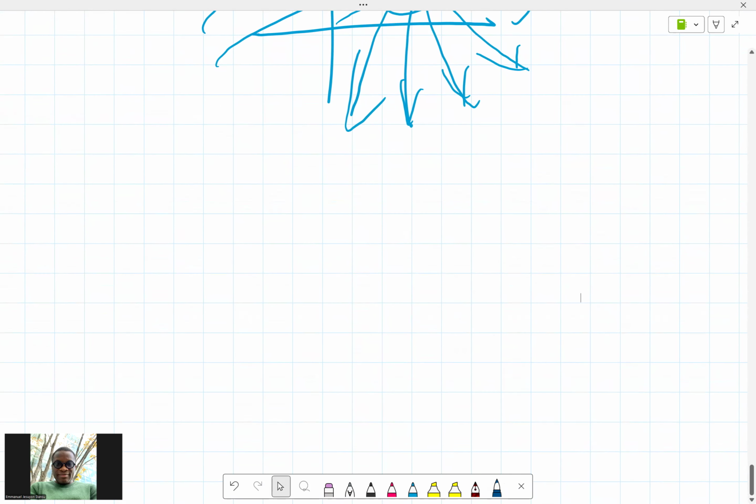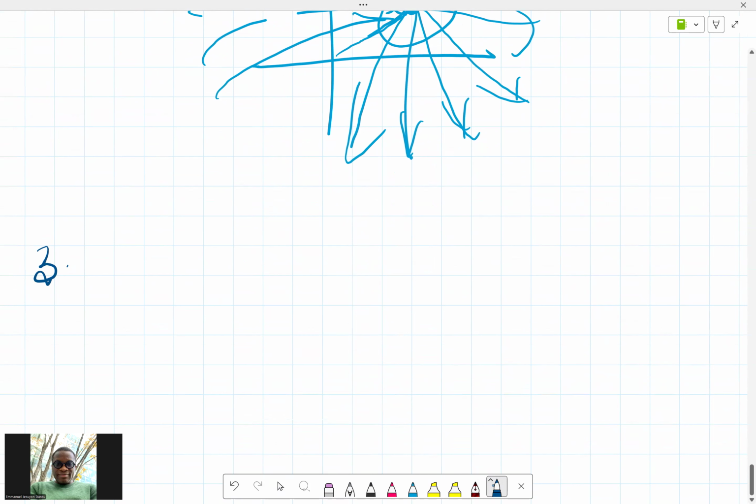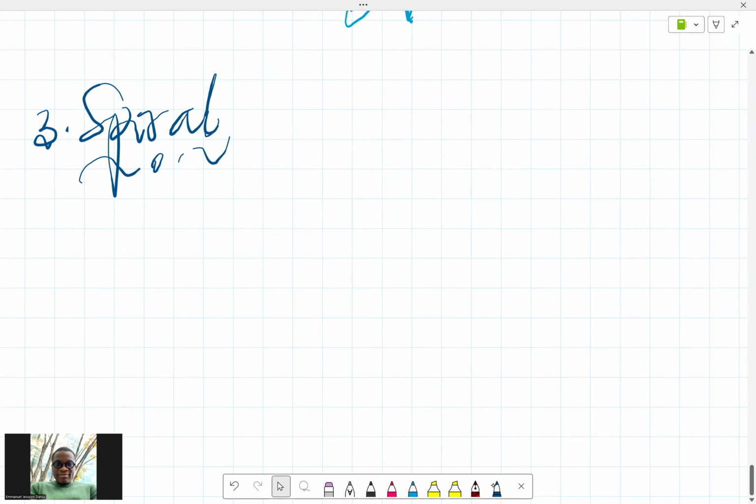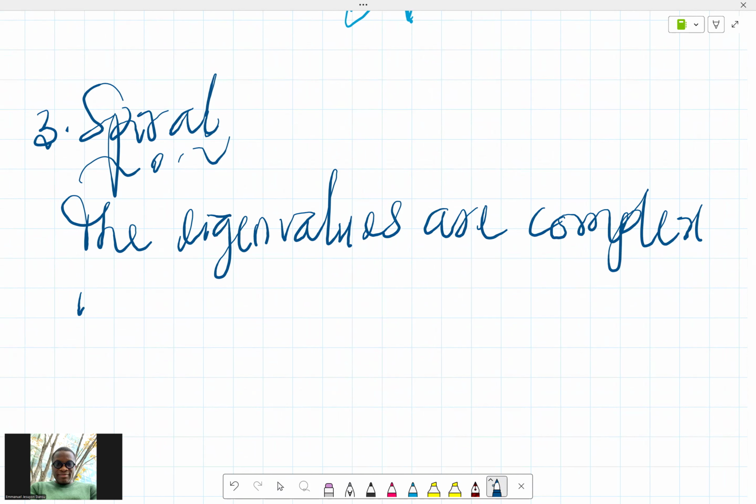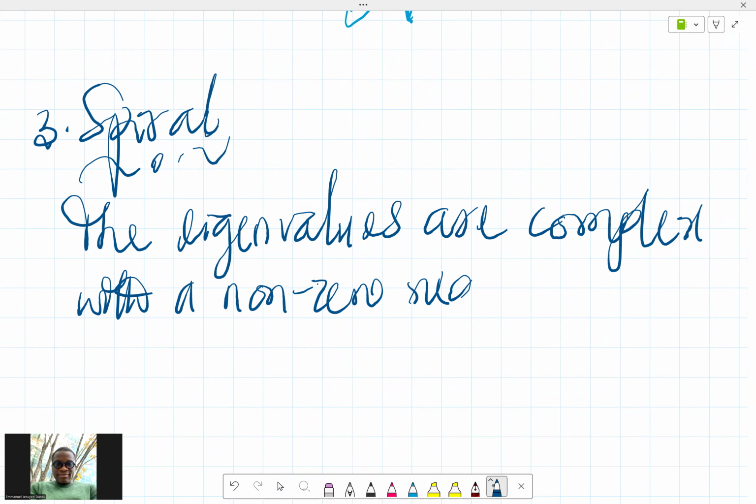Then number three, we have what we call a spiral. That's another class of equilibrium point. The idea of a spiral is that the eigenvalues are complex with a non-zero real part. Just like you know, a complex number has both real and imaginary parts. So they are complex with a non-zero real part.